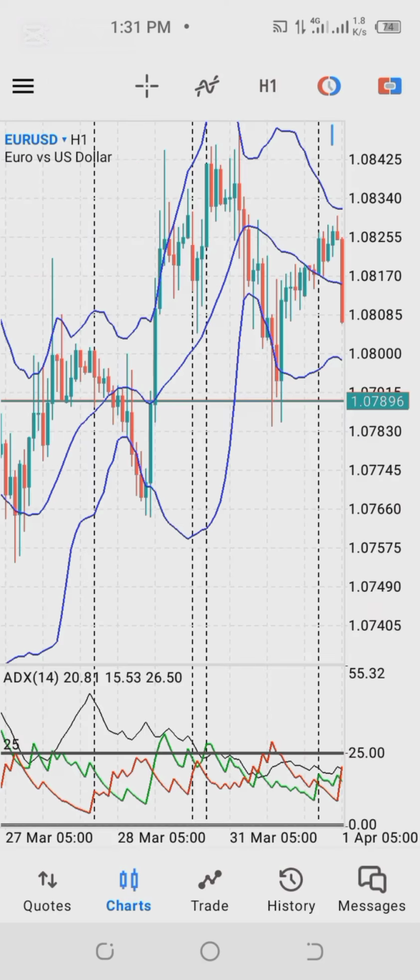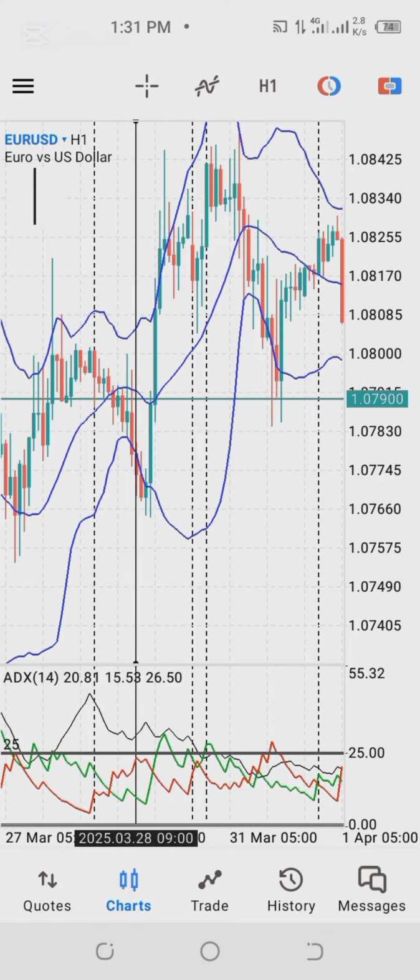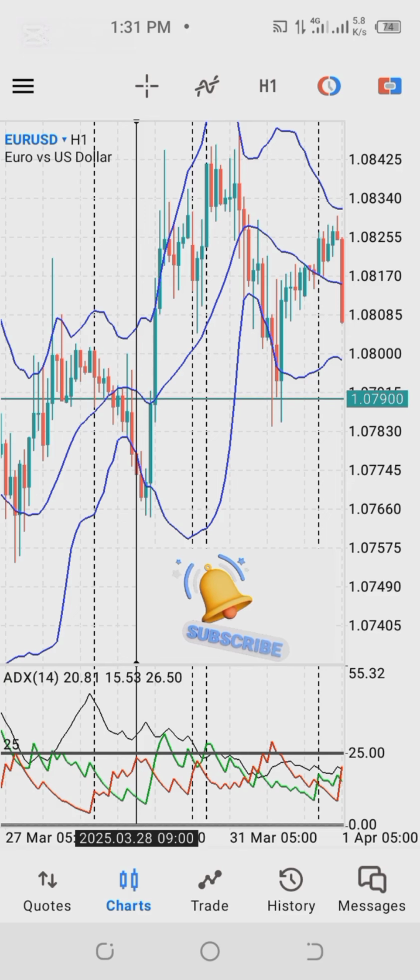You move to your H1 time frame, and on the H1 time frame, if you notice, the market is oversold here. It has started coming out of the band. So that is what I want. I want to see the market coming out of the band before I know what I need to do. Then the next thing is, once I see that, I'm going to put my marker there.